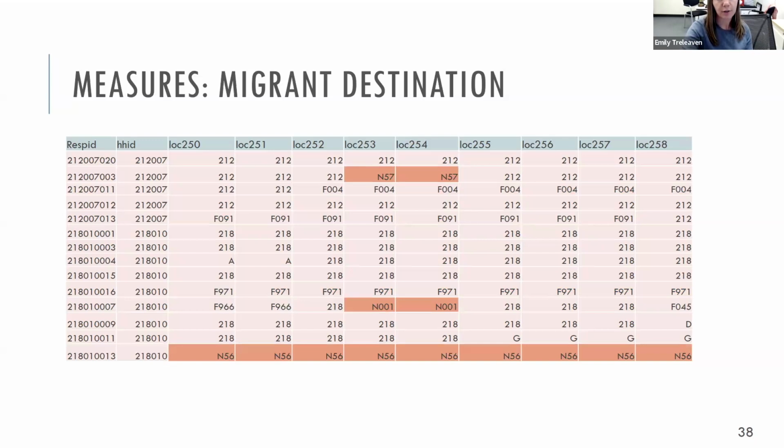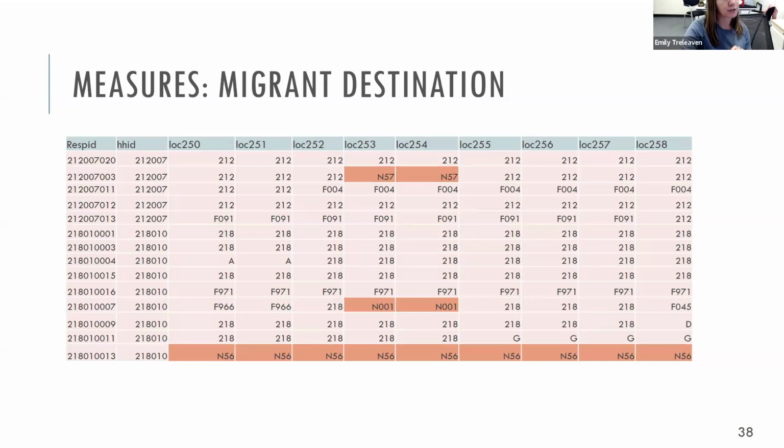The N codes, as I noted, represent destinations in Nepal. So again, we see this person spent 2 months in District 57. They left in month 253 and returned to Chitwan in month 254. Similarly, this person went to District 1 in month 253 and returned in 254.